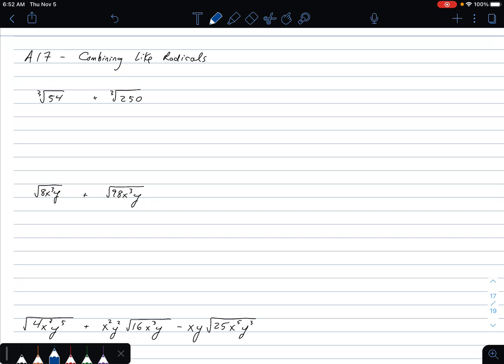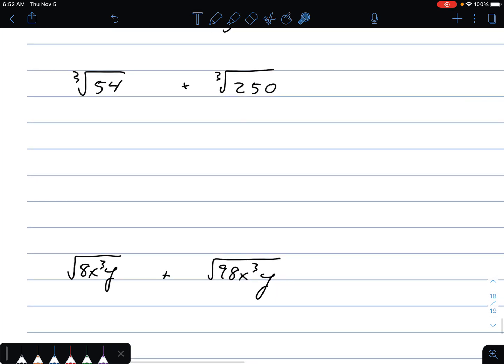Okay, gentlemen, we're looking at a short video today on combining like radicals. So we saw this in class a little bit. I'll review one first with just numbers, and then we'll do two with progressively more complicated variables. So first, looking at the first one, we just have numbers.